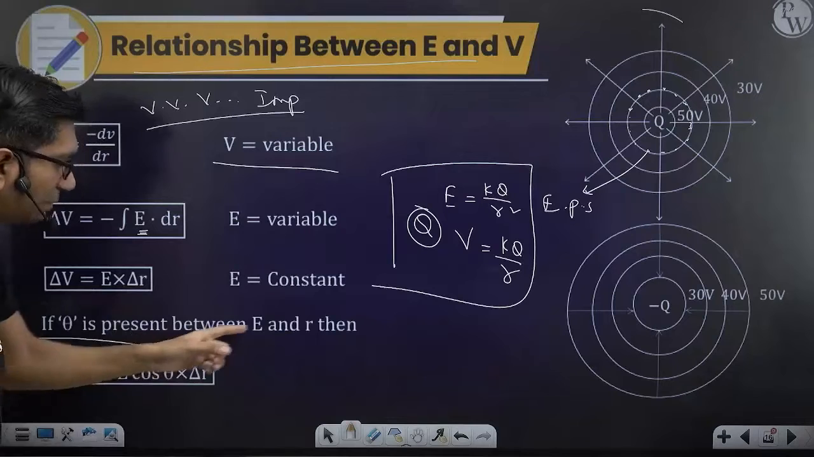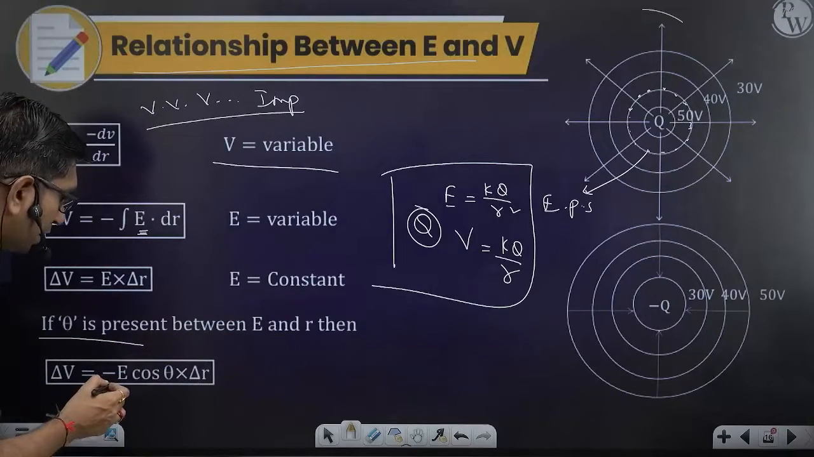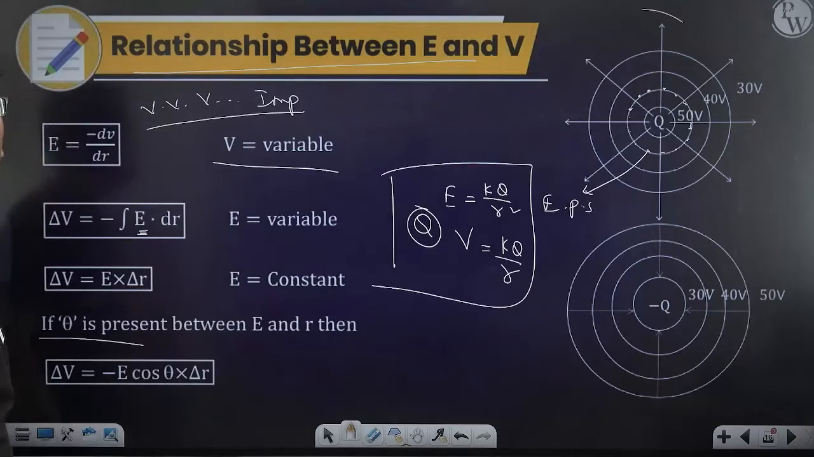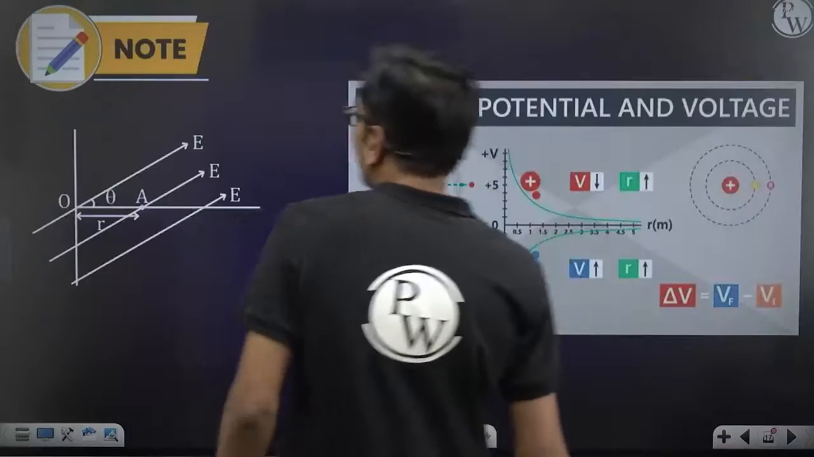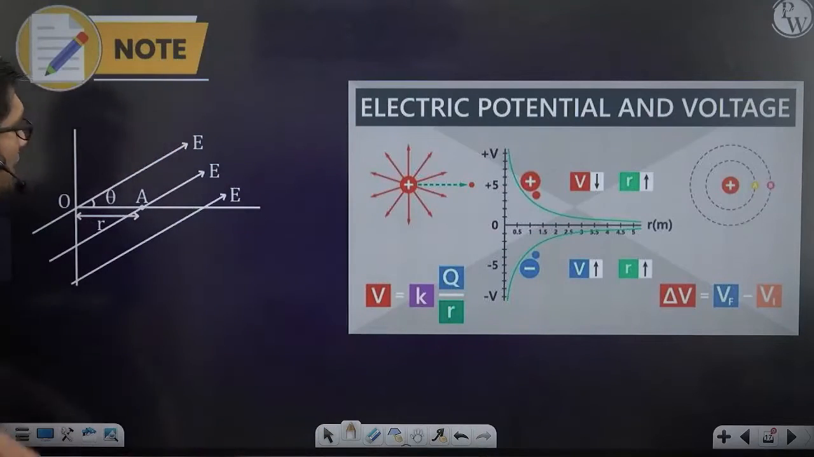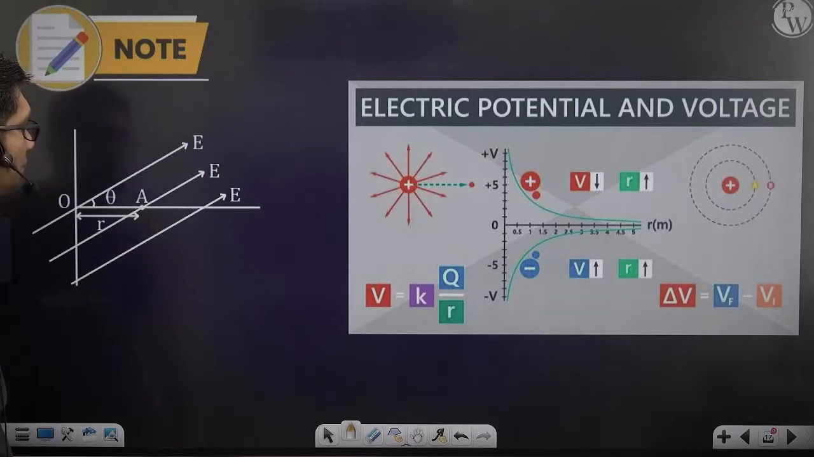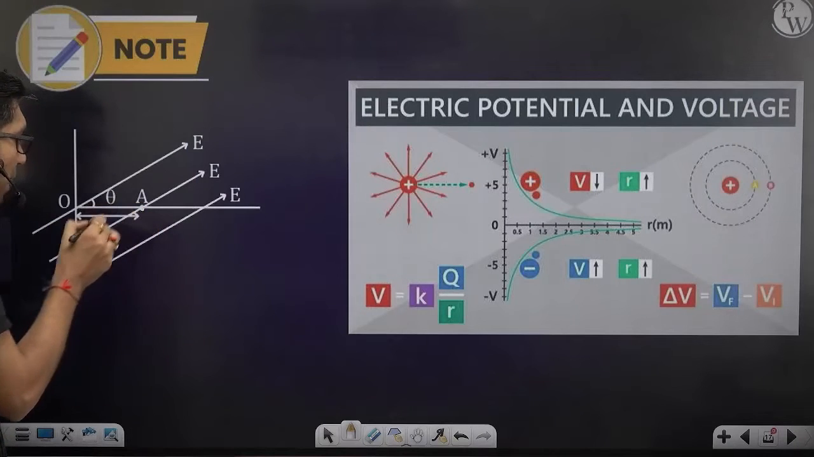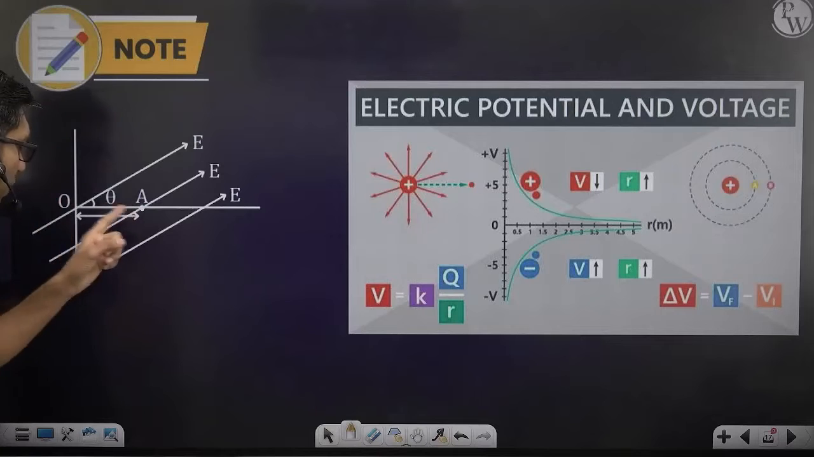If theta is present between electric field intensity and R, then it is E cos theta into delta R. Now see here, note down. Electric field is in this direction, and the distance is in this direction. So let us calculate the electric potential between these two.